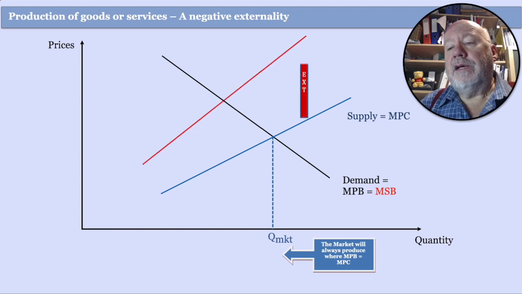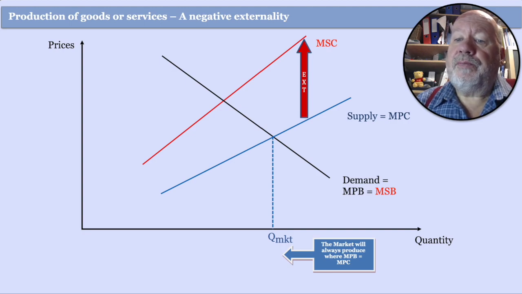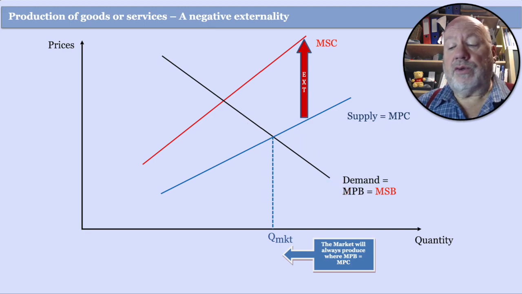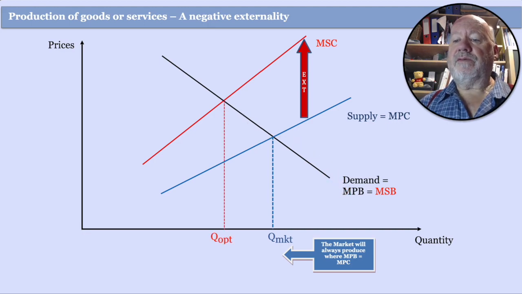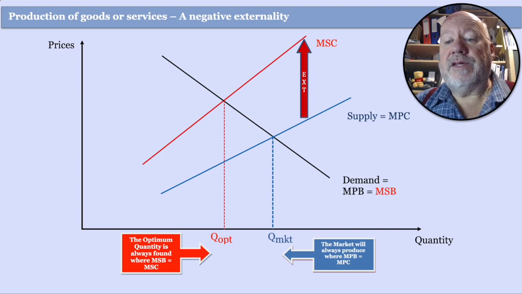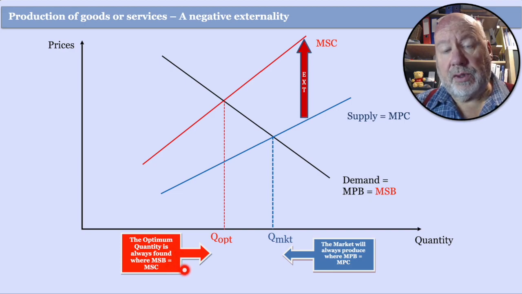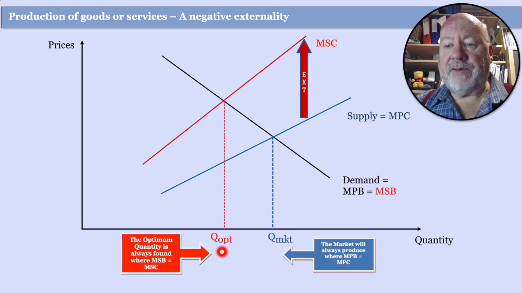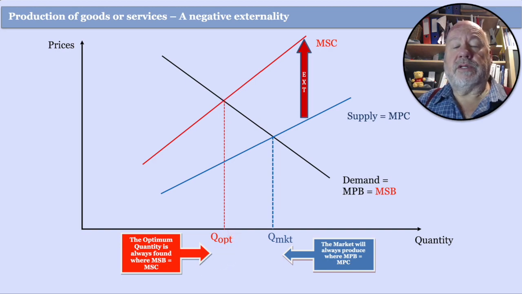Then you bring in the externality and the fact that you've got a social cost. So here's your social cost. The same curve here is the social benefit. So therefore, we say that the optimum quantity is found where the social benefit and the social costs are equal. And that is the optimum point. You can call it Q star, Q socially optimum, whatever you want to call it.